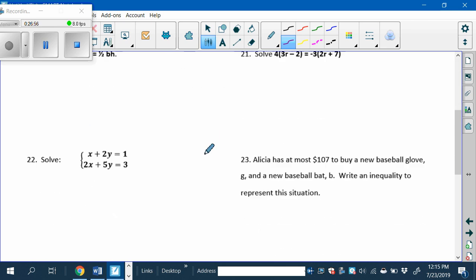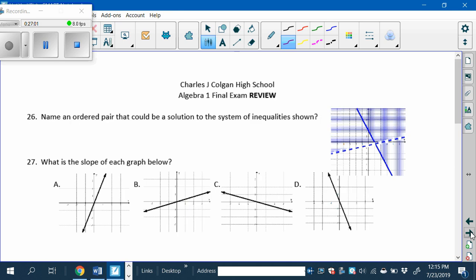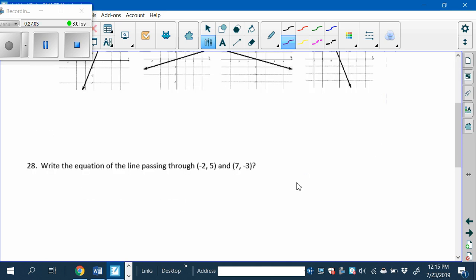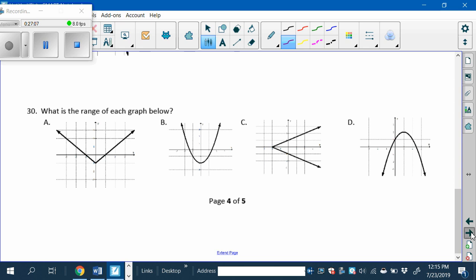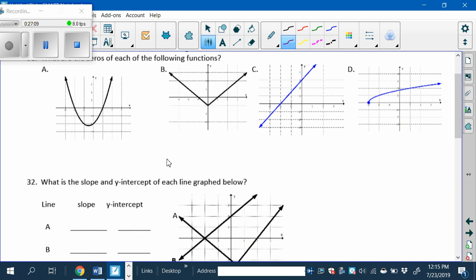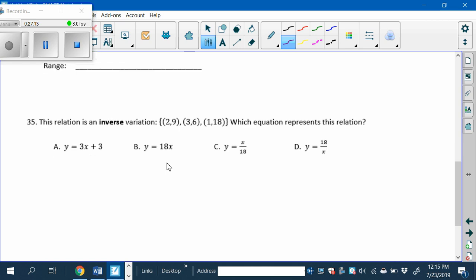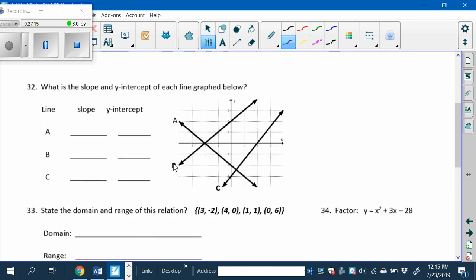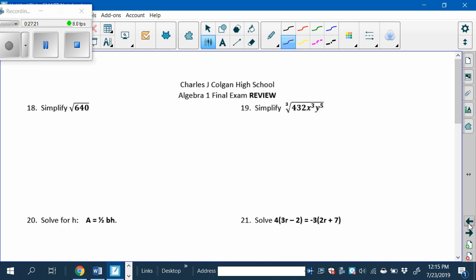Let's see what else we have going on in here. And 4, and then 5. Well, I'm going to go through at least this next page, and then we'll go from there.